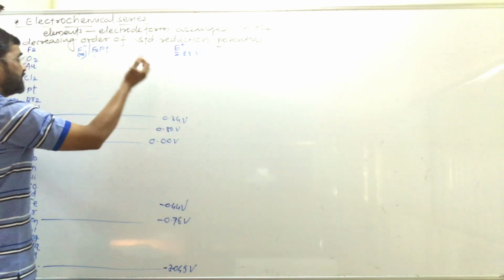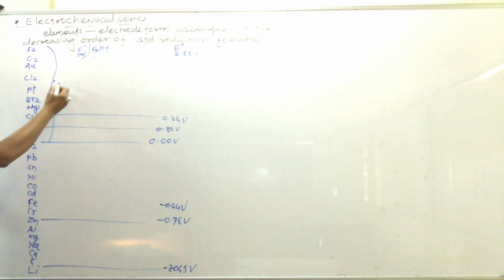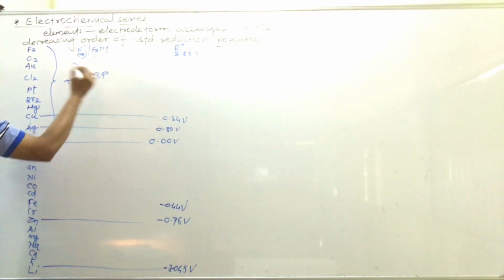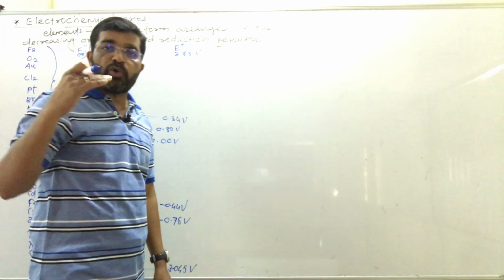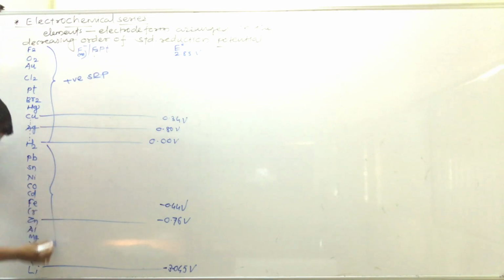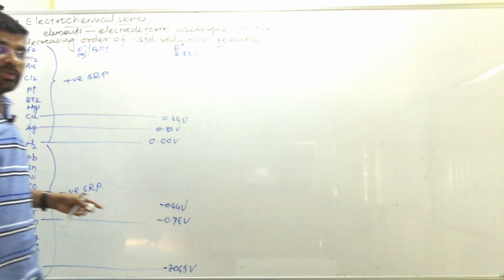And in this way, the elements in the EMF series above hydrogen have positive standard reduction potential. The elements which are placed below hydrogen have negative standard reduction potential value. So this is the EMF series.